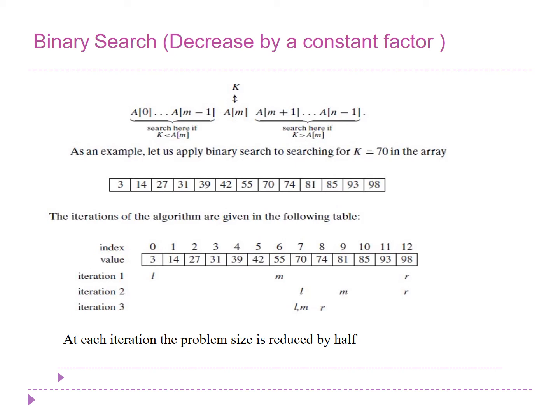70 is less than 81, hence the first half of the array considered in the second iteration is considered for the third iteration. Now the middle element is 70, which matches with the search element. Please note that in a binary search, the array is in the sorted order. And at each iteration, the problem size is reduced by half.